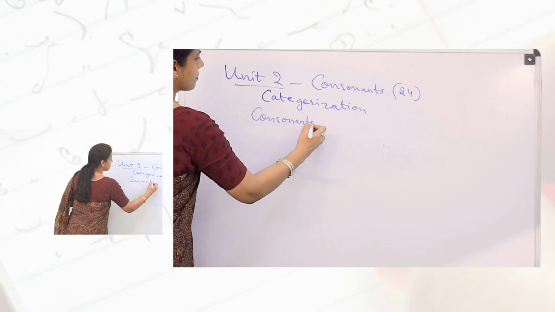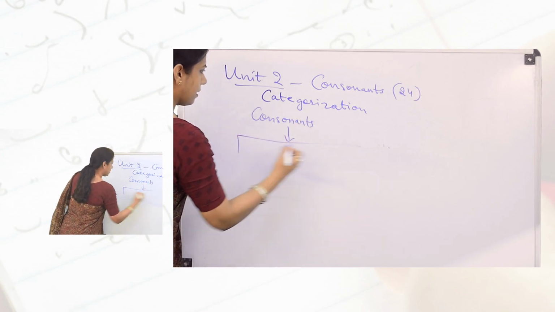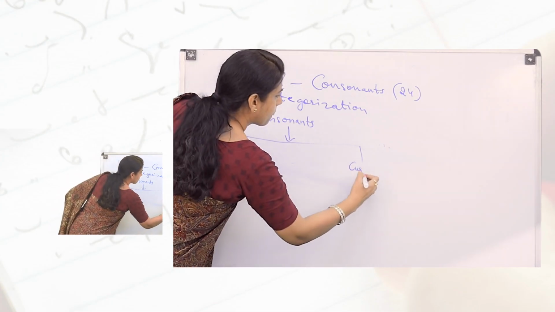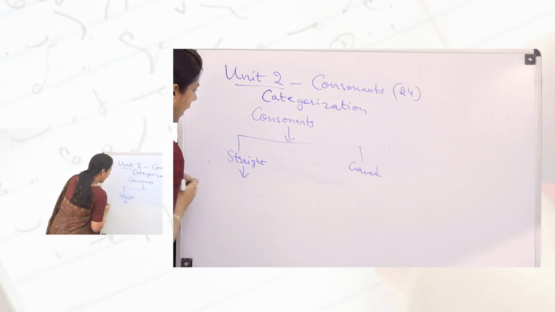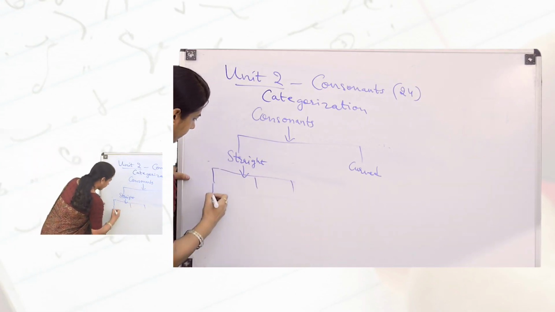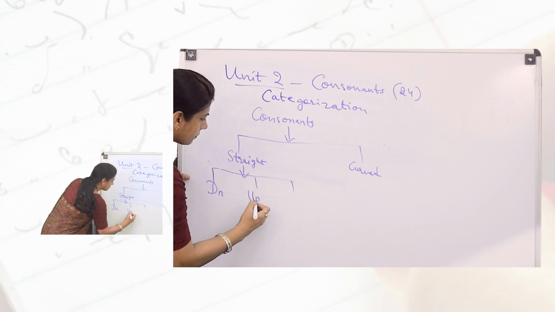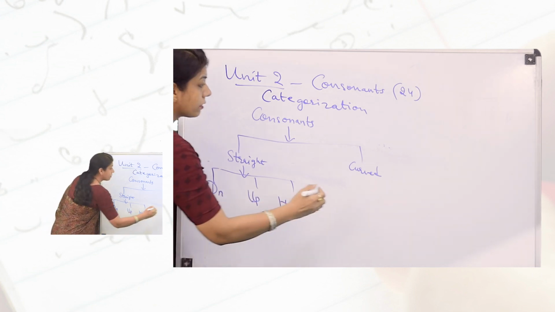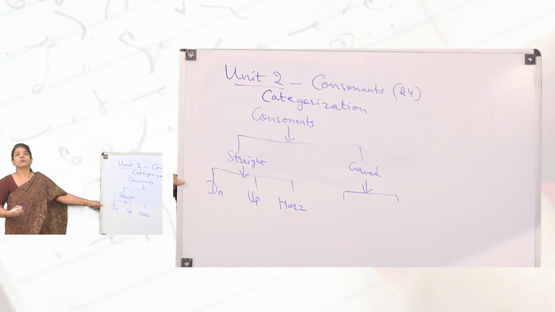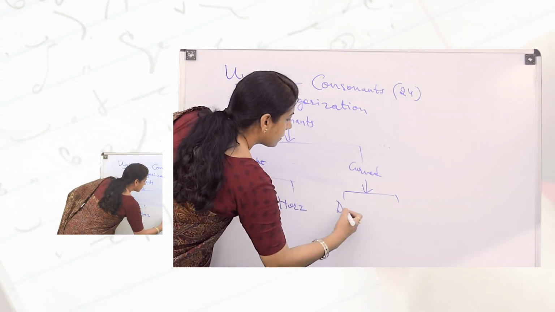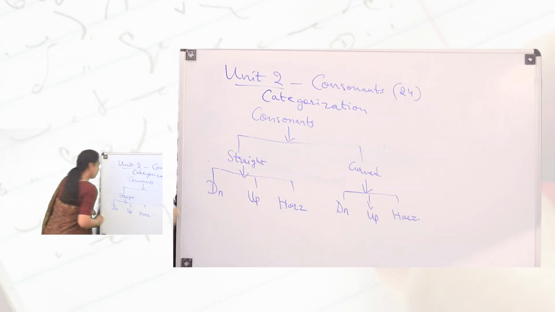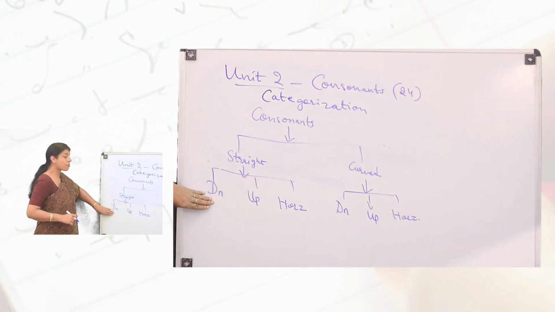Now consonants are straight and curved, and under straight we have three directions, that is downstrokes, upstrokes, horizontal. Same way, under curved also we have three directions: downstrokes, upstrokes and horizontal.